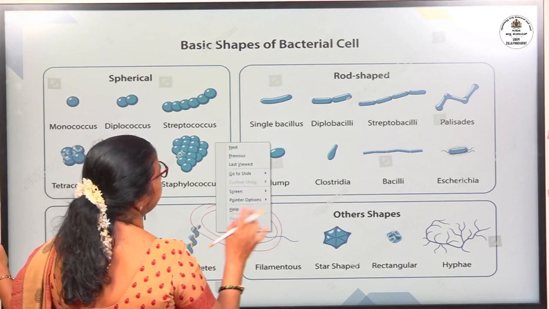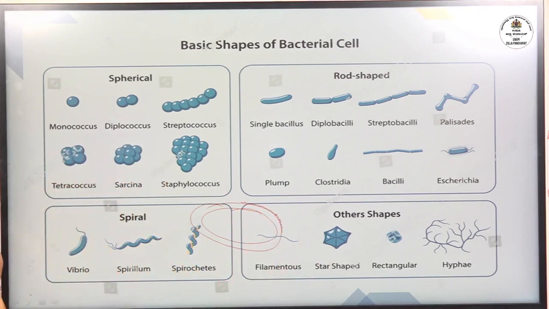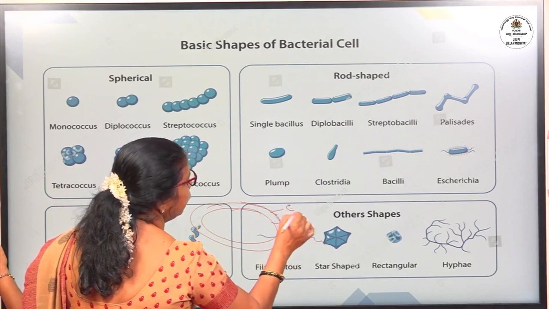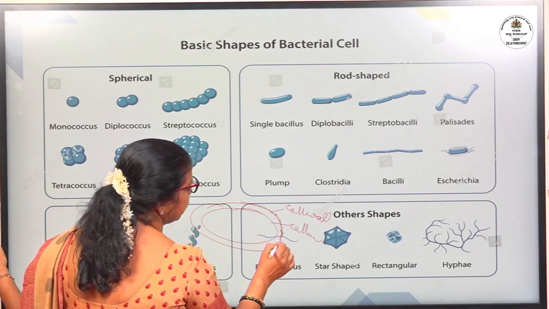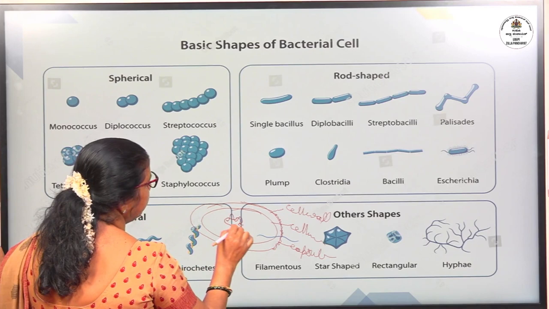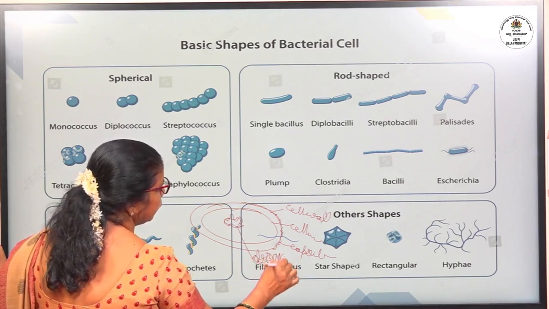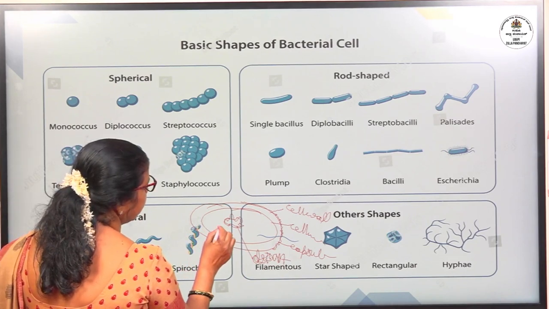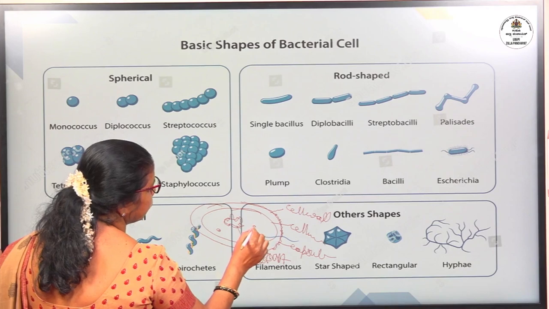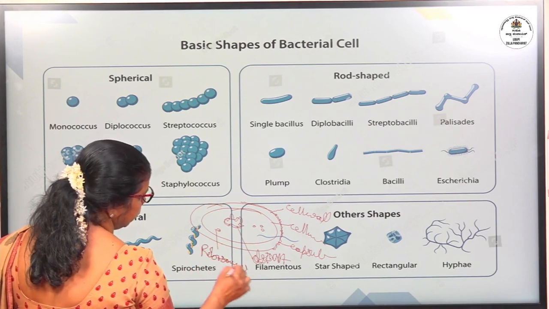So they have a plasma membrane, then there is a cell wall, and around that there is a slime layer or capsule. So this is the cell membrane, this is the cell wall, then it is with a capsule, an encapsulated capsule. Then it consists of double stranded circular DNA, then it consists of ribosomes, and all these ribosomes are of 70S type.